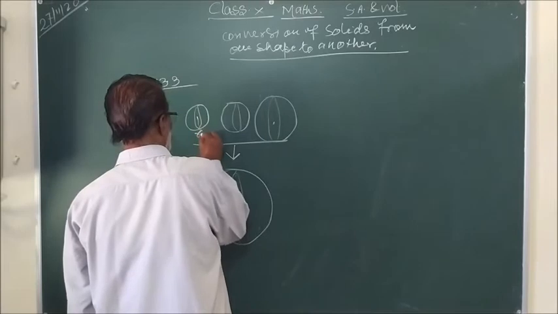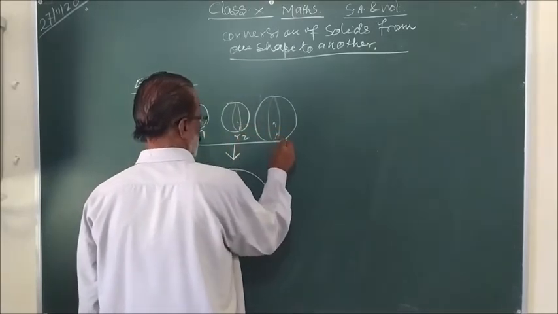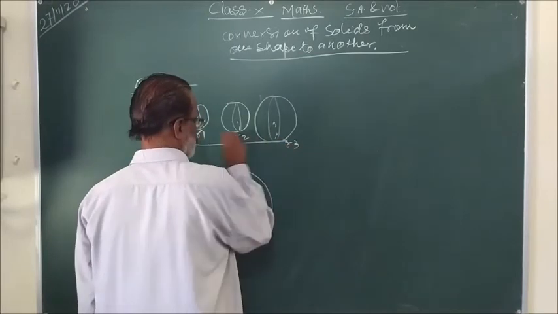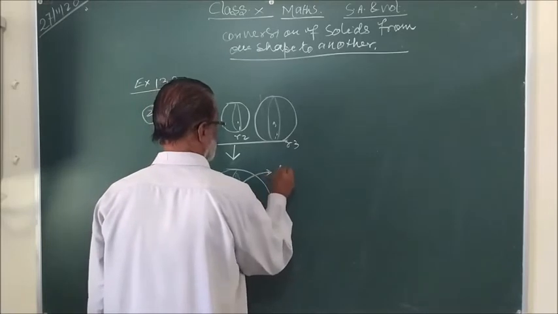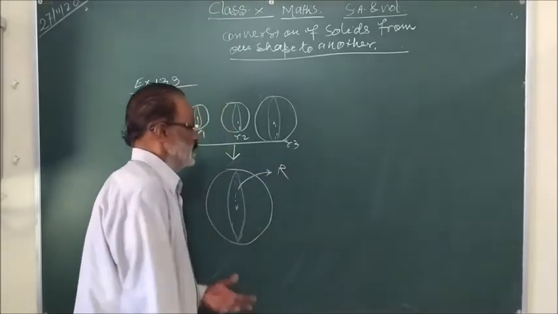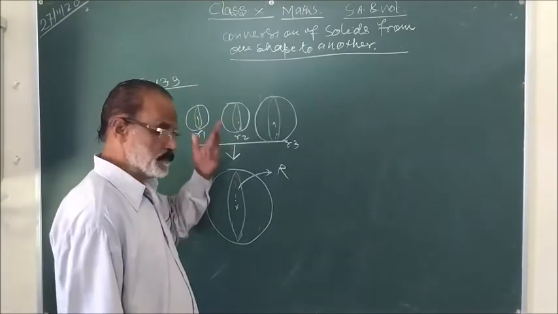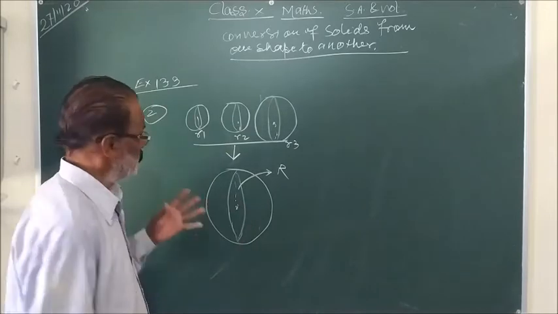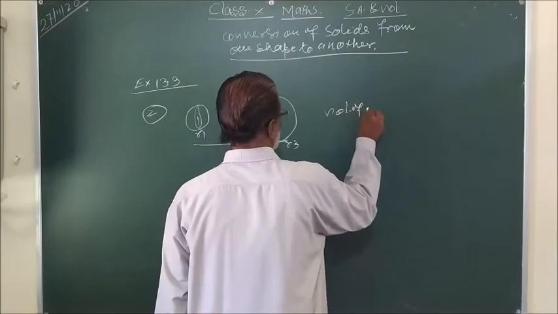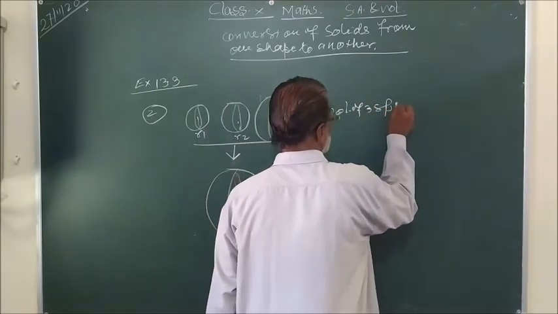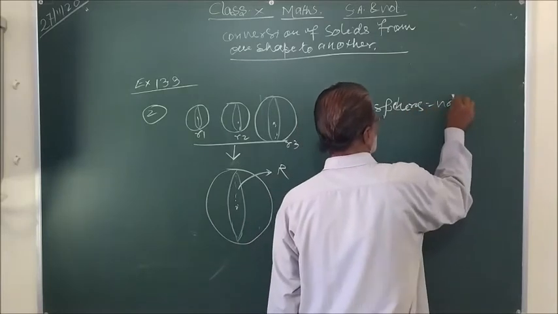Let us call R1, R2 and R3 the radii of these three metallic spheres, and suppose the radius of the new sphere is capital R. As I have told you, the shape is the same, but the number of spheres is 3. So the volume of the 3 spheres will be the volume of the single sphere.